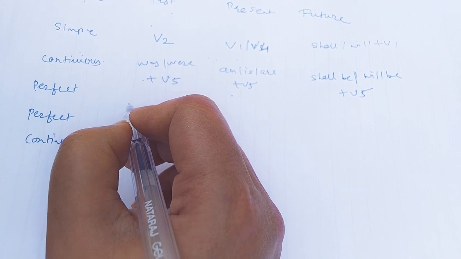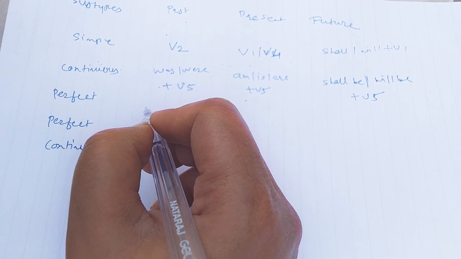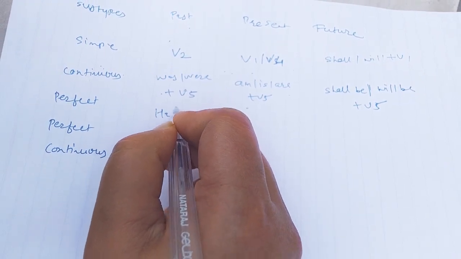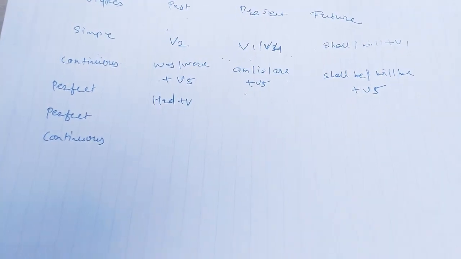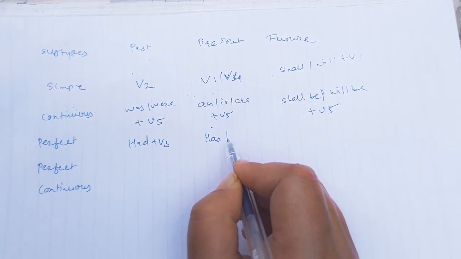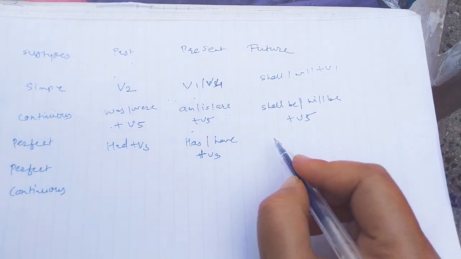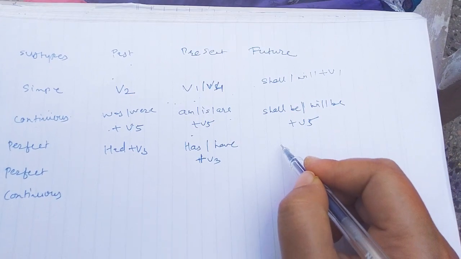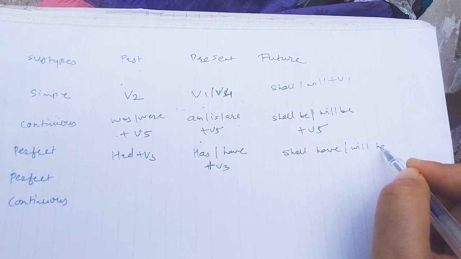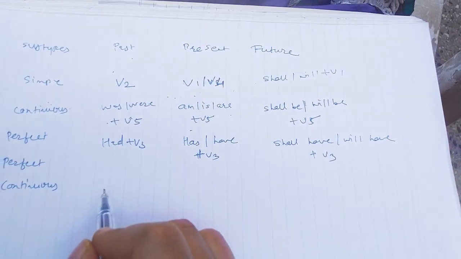In the perfect type of tense, I already told you that forms of to have are important. So here in past perfect you need to use had plus V3. In present perfect tense we need to use has or have plus V3. Okay. In future perfect tense, here you need to use shall have or will have plus V3. Okay. Now these 9 tenses we have completed.